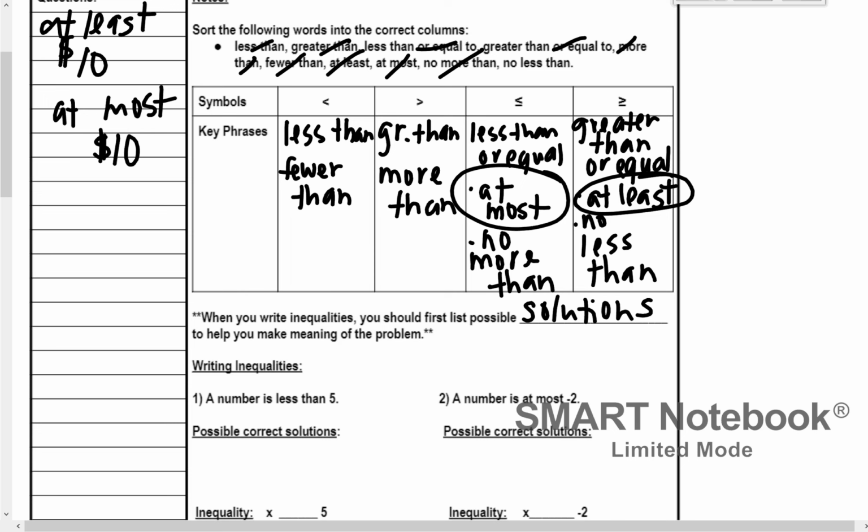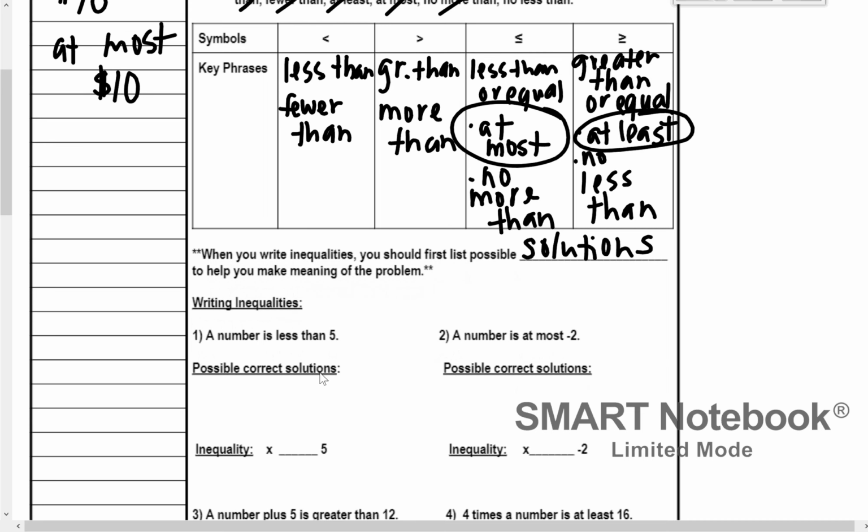We had to go through and, for a situation, say some numbers that could be true for that situation. Like your sister is no more than 5 years old, or is at most 5 years old, or whatever. I think it was like less than 5 actually. We had to list some solutions that could be the age of your sister. We're going to do that now. Okay, and then we're going to actually write the inequality based on those numbers.